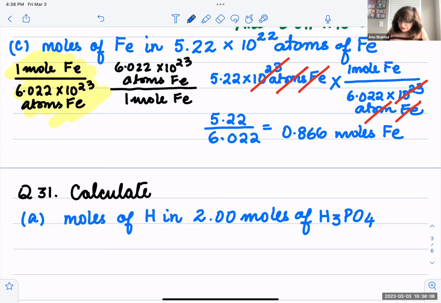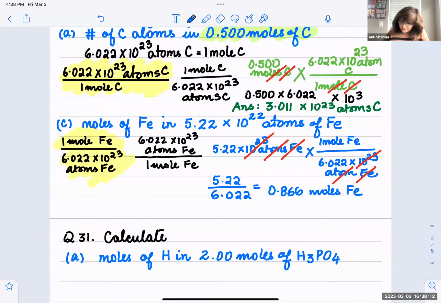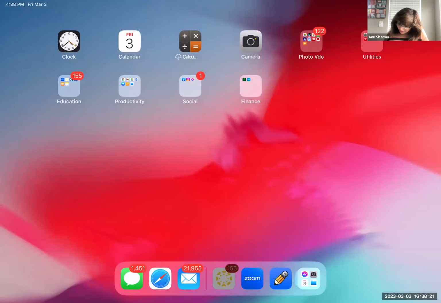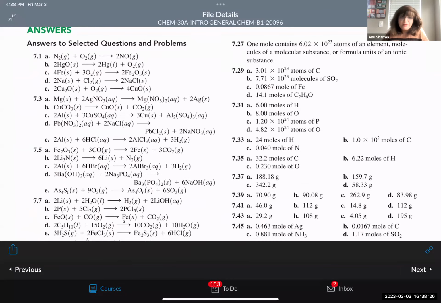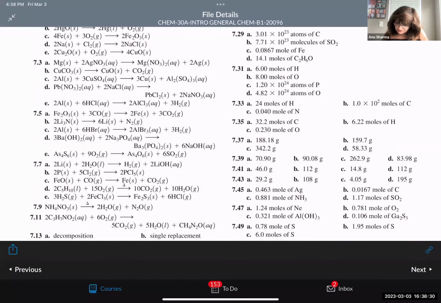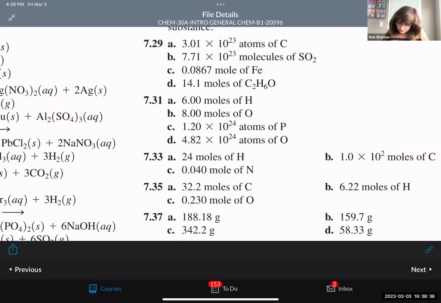Now, whenever you're doing these questions, you should always check the answers, just so you are doing it right. At the back of the chapter, all the answers are listed. So here, this is the answer: 3.01 into 10 to the power 23. That was 7.29, the first answer. And then the next one was, which one did I do?